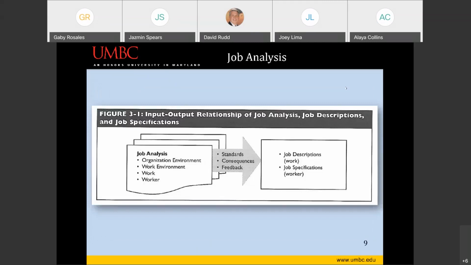So once you review under the job analysis the various aspects of the job, for instance, the organizational environment, the work environment, the worker, and so forth, you're going to determine the standards for that position. So once you're done with this job analysis, the result is basically two documents, the first being a job description. And a job description typically includes the person's main responsibilities, their duties, their working conditions. It also includes the job title and who the person reports to.